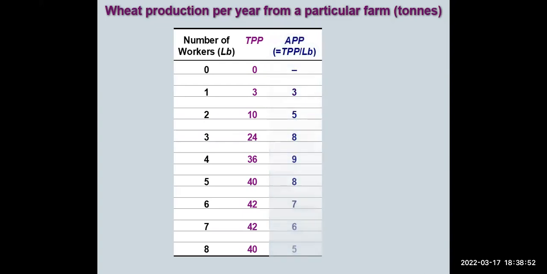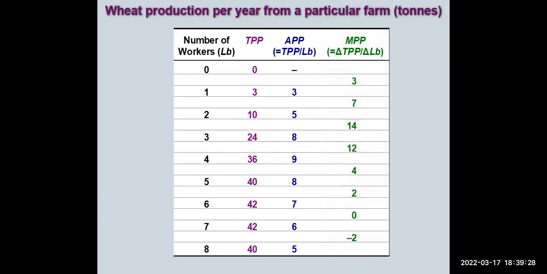So if you look at the concept of average production, the average production is the total production divided by the total number of people. So here, if you divide 3 by 1, you get 3. If you divide 10 by 2, 10 is the total production, 2 is the total number of labor, 10 divided by 2 will be equal to 5. And 24 divided by 3 is equal to 8. 36 divided by 4 is 9. 40 divided by 5 is 8. So these are all average production.